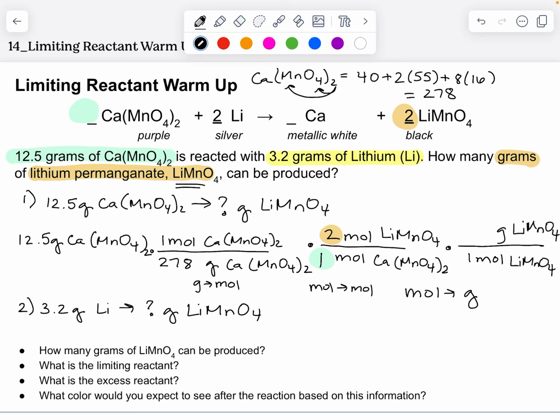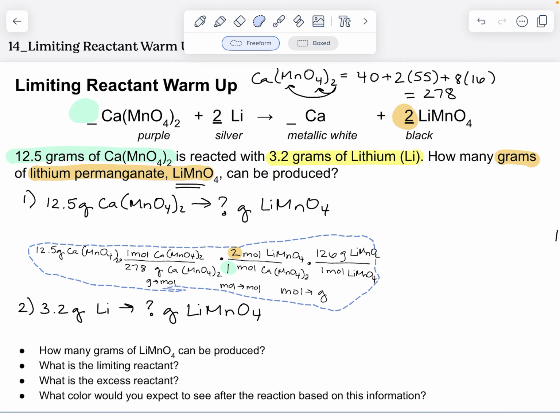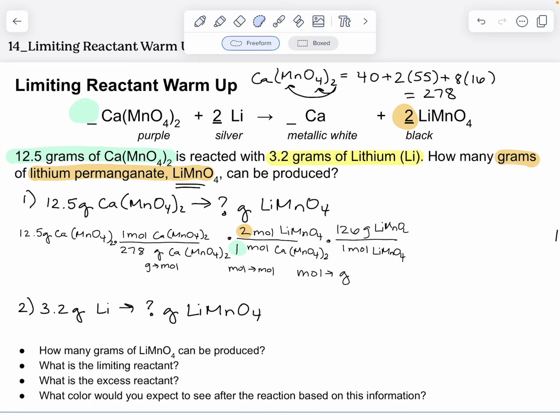And I'm calculating the molar mass the same way I did up here. That molar mass for lithium permanganate is 126 grams by adding all of those up. Once I have that work, I can see that my units are going to cancel. So whatever was on the top before, I put that unit on the bottom, so they cancel. And whatever my top unit is in my last conversion factor, that's what my unit is going to be on my answer. I'm going to go ahead and plug this into my calculator.